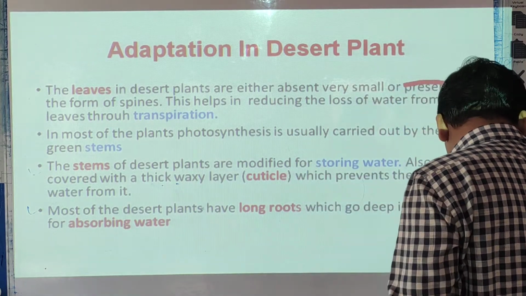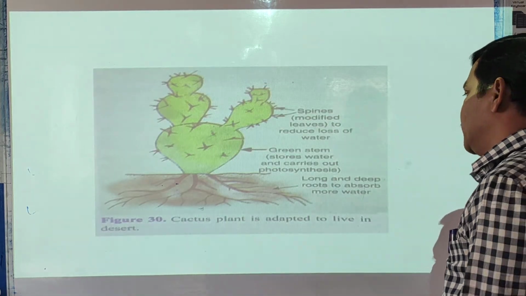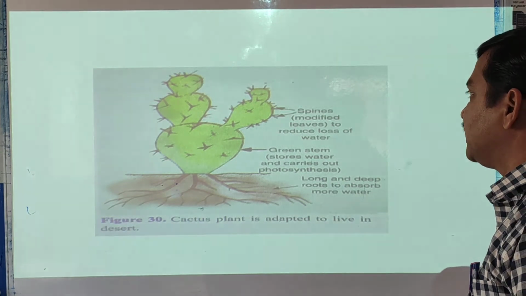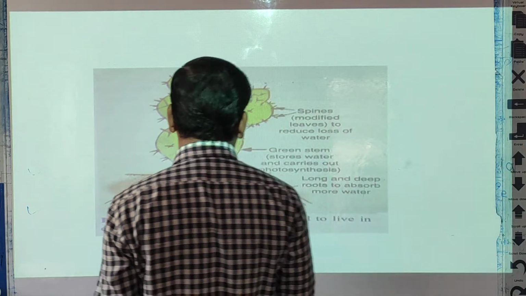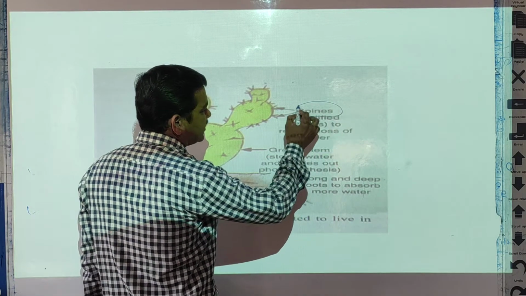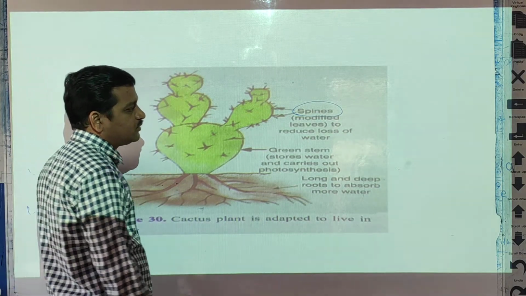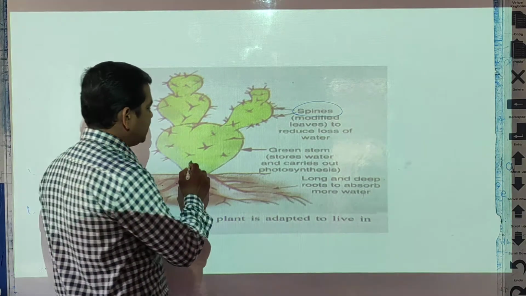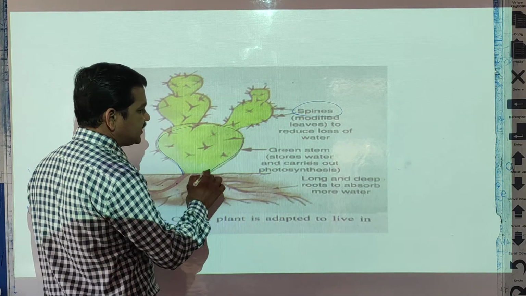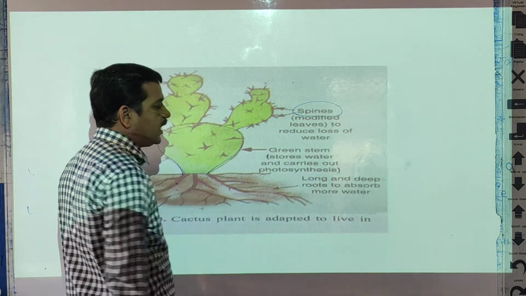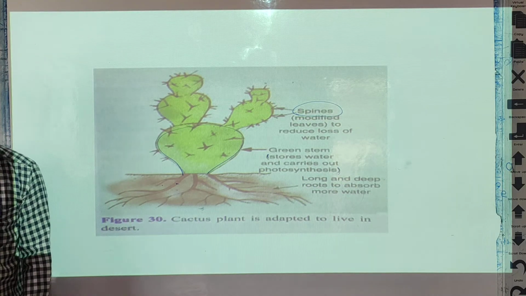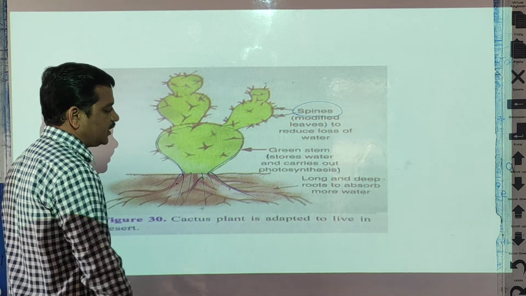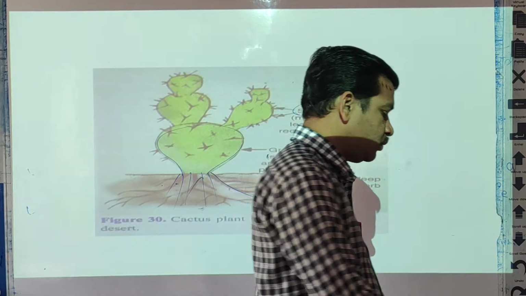cactus. I will show you the picture. This is an example of a cactus plant adapted to live in the desert, because these plants have some adaptations. Which type of adaptations? See here, these are the spine-like structures, which we can call modified leaves, to reduce the loss of water. Second, this is the green stem, which stores the water and carries out the photosynthesis process. And last one, these are the long, deep underground roots which absorb the water.